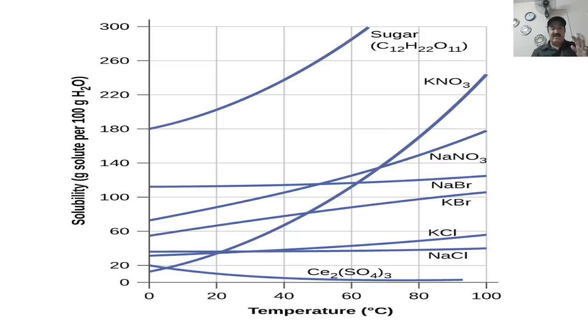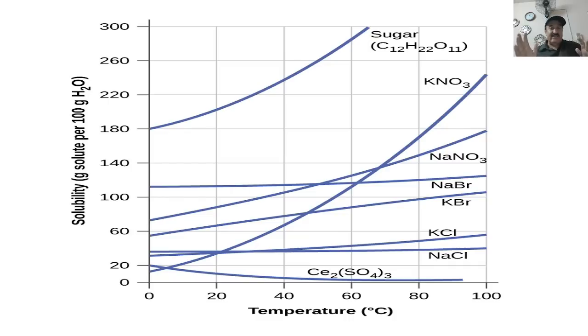Take for example this graph. If you plot solubility on the y-axis and temperature on the x-axis, we get this graph, and you see the lines which go up. The solubilities of these substances increase by increasing temperature, such as sugar, KNO3, NaNO3, NaBr, KBr, KCl. The solubility of these substances increases with temperature, while the solubility of cesium sulfate, Ce2(SO4)3, is decreasing by increasing temperature, while the solubility of NaCl is not affected by increasing temperature.